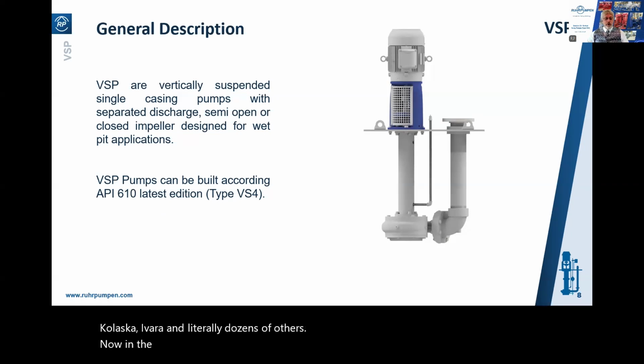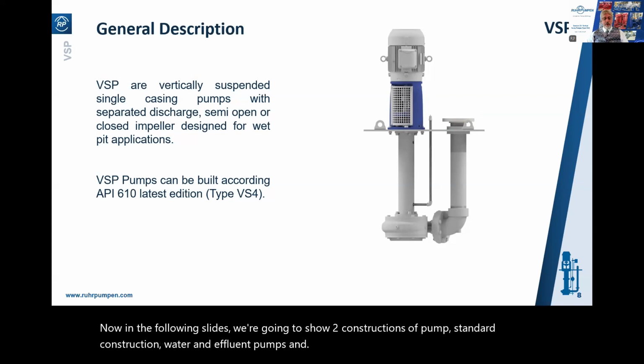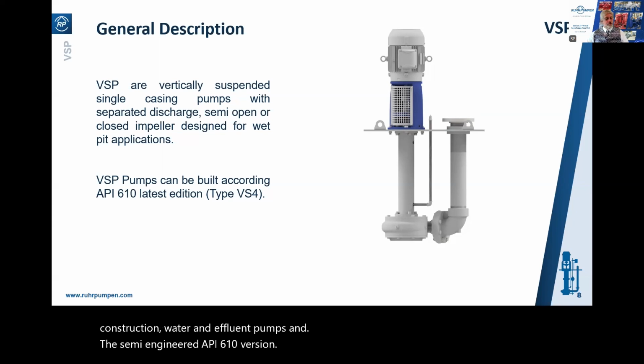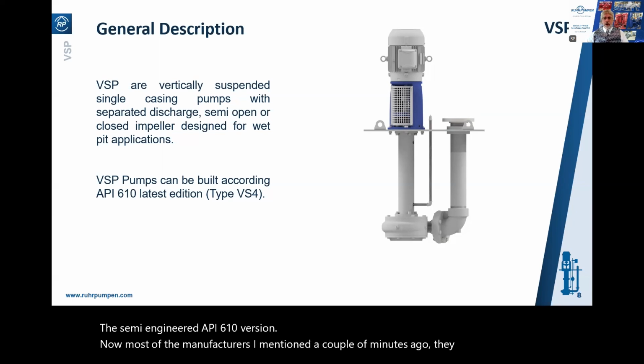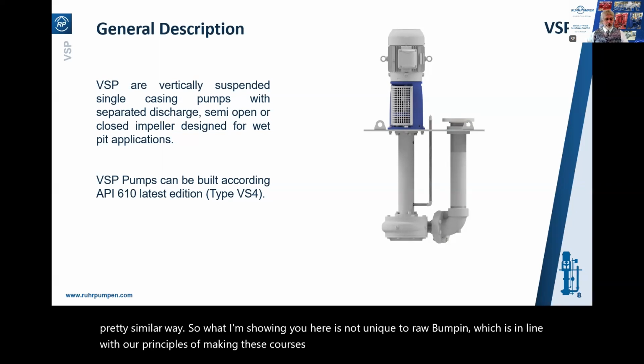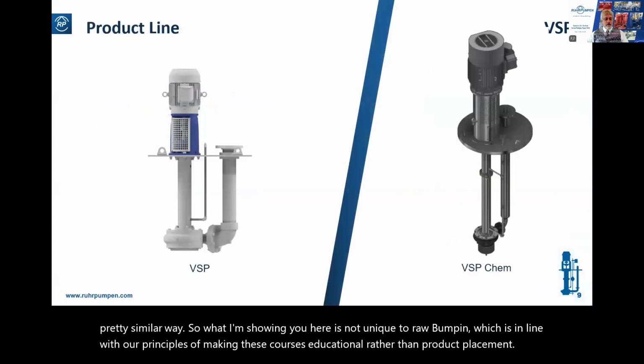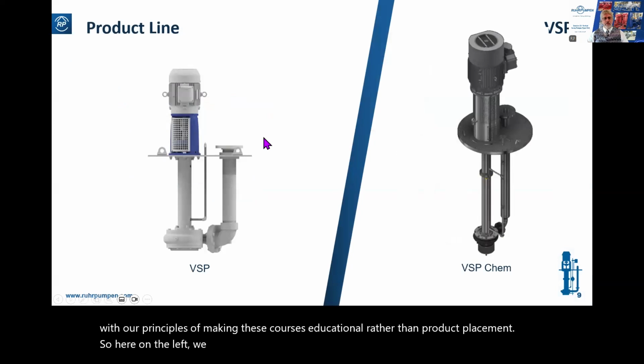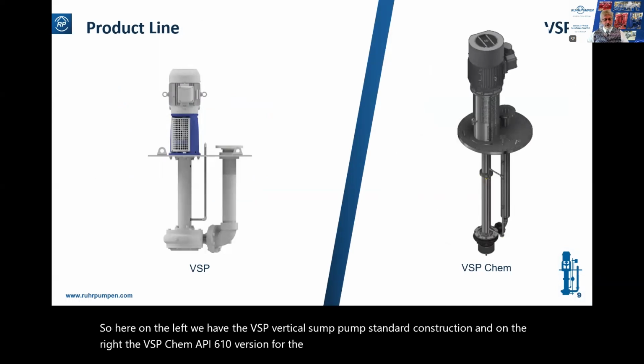Now, in the following slides, we're going to show 2 constructions of pump. The standard construction water and effluent pumps, and the semi-engineered API 610 version. Now, most of the manufacturers I mentioned a couple of minutes ago manufacture in a pretty similar way. So what I'm showing you here is not unique to Ruhrpumpen, which is in line with our principles of making these courses educational rather than product placement. So here on the left, we have the VSP, vertical sump pump, standard construction. And on the right, the VSP Chem, API 610 version for the chemical and process industries.